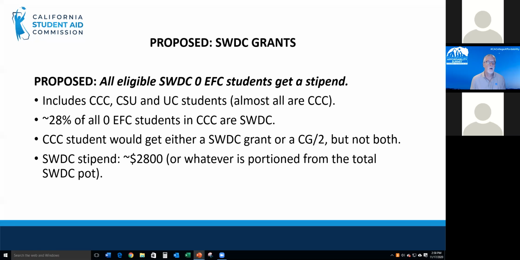So like I said before, a community college student would get either an SWDC grant or a Cal Grant 2. In this case, the SWDC grant as modeled would be about $2,800. So they get a little bit more.